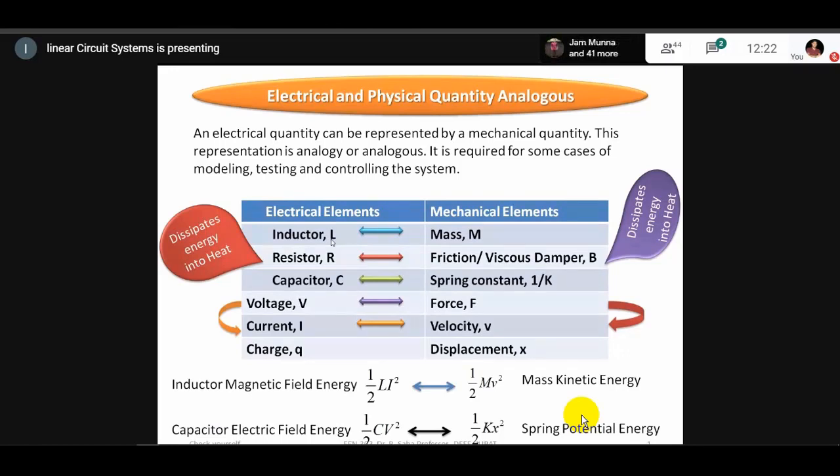Now a capacitor stores energy by saving charge. And the spring constant: everybody knows a spring. If you expand it, it protests, right?